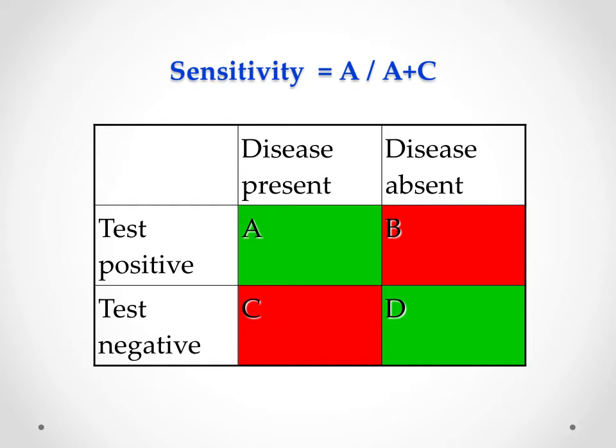Sensitivity is the proportion of patients with the disease who have a positive test. So we divide all those who have the disease and have a positive test, in other words, the true positives, by the total number of people who actually have the disease. So that's the true positives and the false negatives. You can then multiply it by 100 to give a percentage.